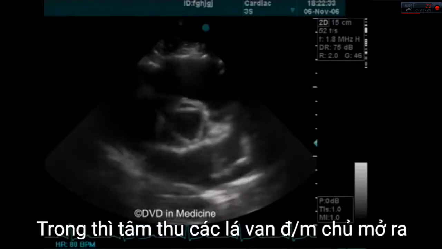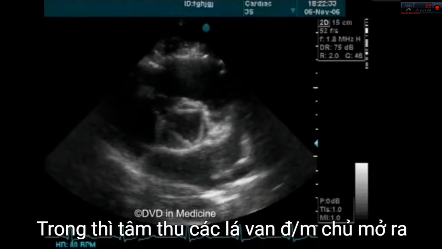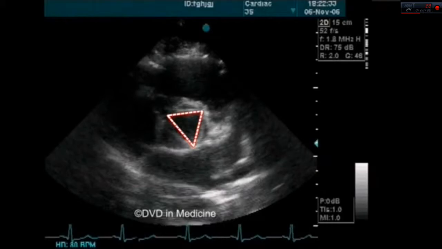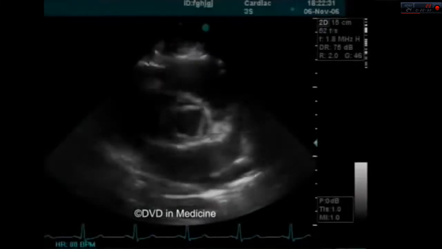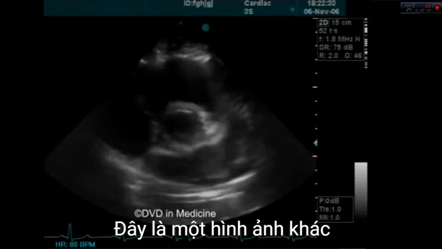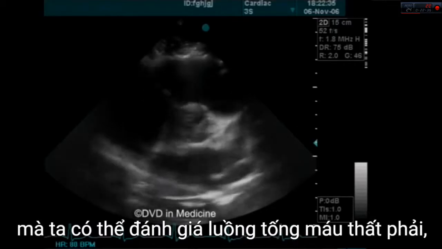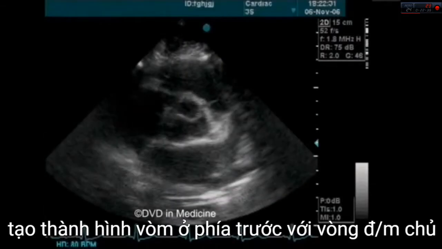In systole, the aortic valve leaflets open and form the shape of a triangle. This is another image where one can assess the right ventricular outflow tract that forms the arc anterior from the aortic ring.